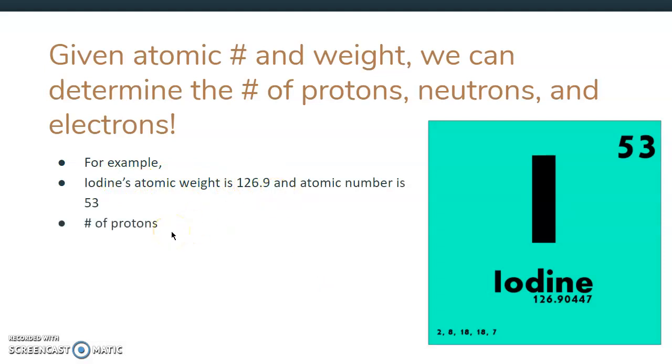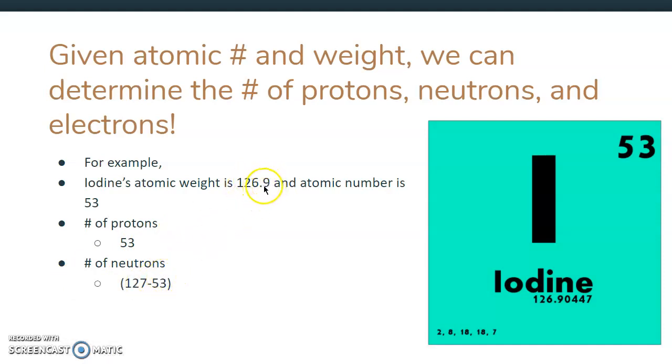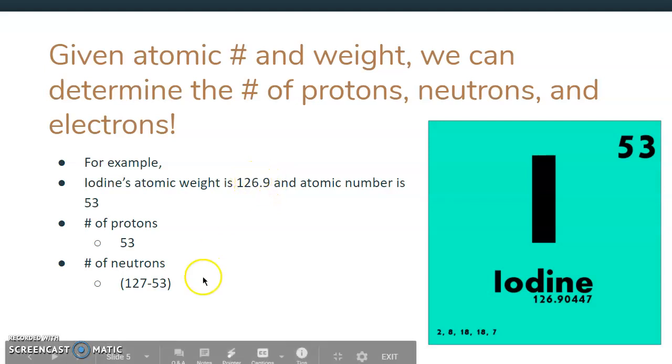So how many protons would we have? Looking back at our definition, our number of protons is equal to our atomic number, so we should have 53. How many neutrons would we have? Now, the way to determine the amount of neutrons is to take the atomic mass and subtract the amount of protons. So we're trying to find the difference between the two. That is because the majority of the mass comes from the neutrons and protons, so those two make up that big number. I rounded up here to 127 because 9 is bigger than 5, so we round up to 127.